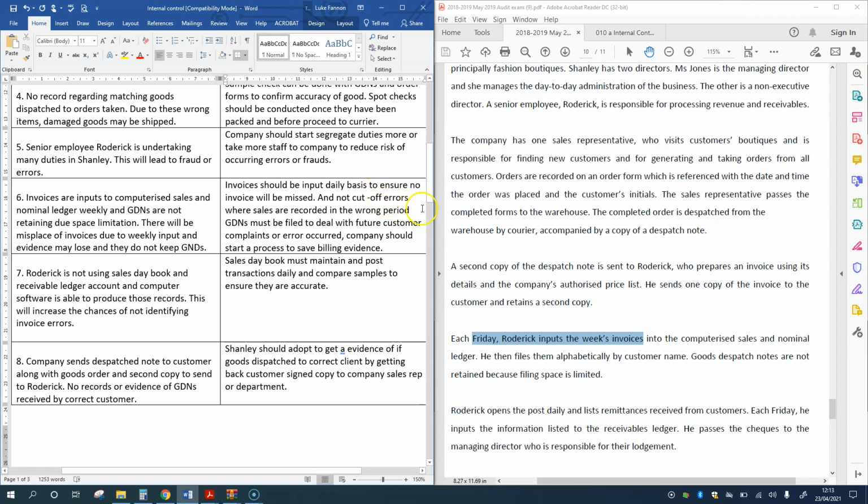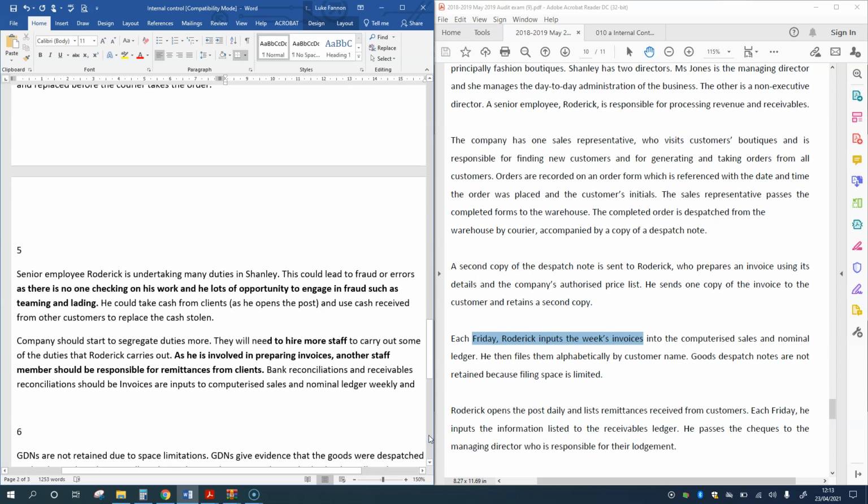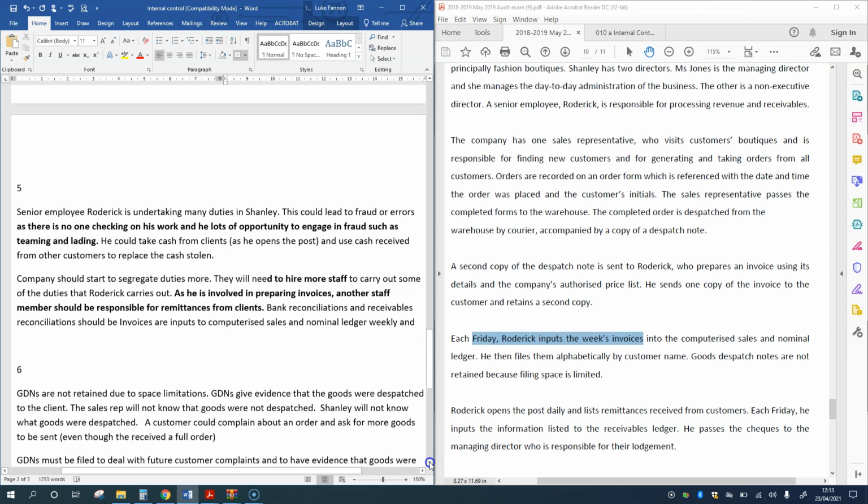So that would happen in the last week. But my answer, I just concentrated. And then the next one is goods dispatch notes are not retained. So there were two different things there, so the student could have split this out. So my answer, I've just looked at the goods dispatch notes not being retained.